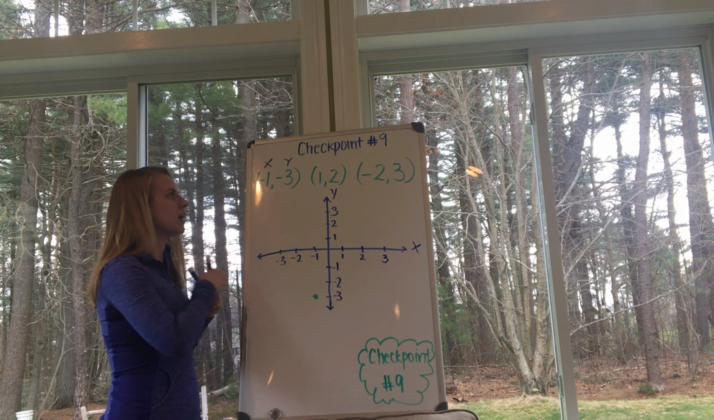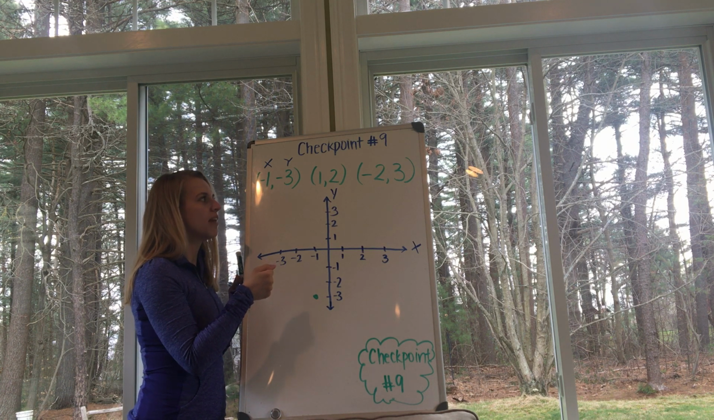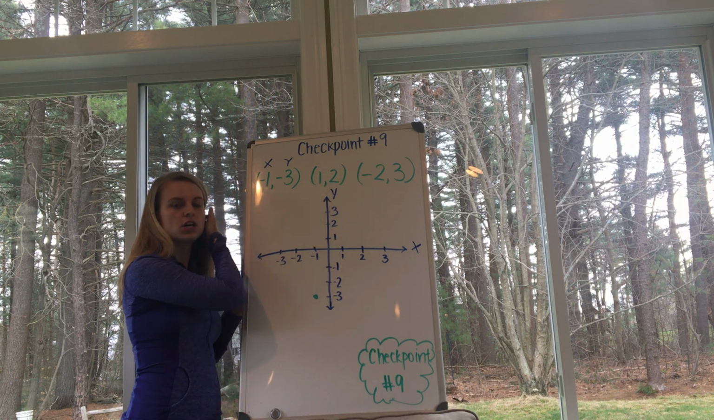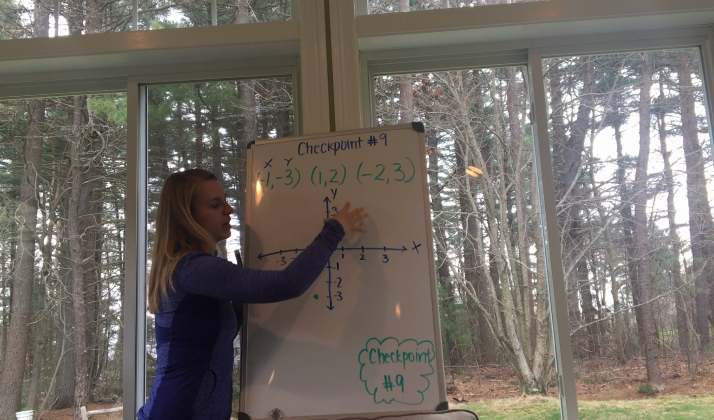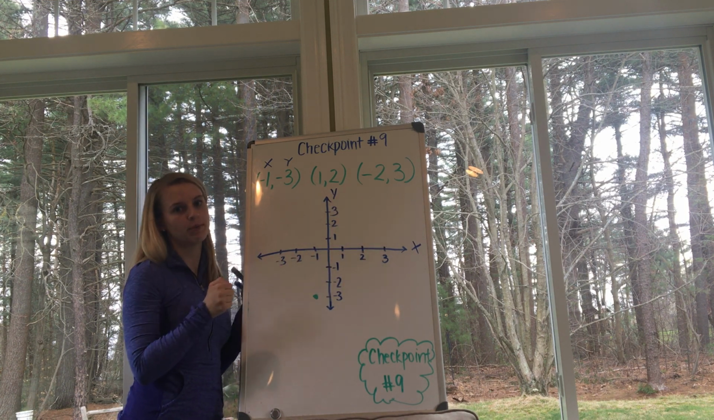Okay, let's go on to our next coordinate pair, which is 1, 2. We know that those are both positive numbers, so it's going to be in our first quadrant up here where all of the numbers are positive. Again, we take our 2-step approach.